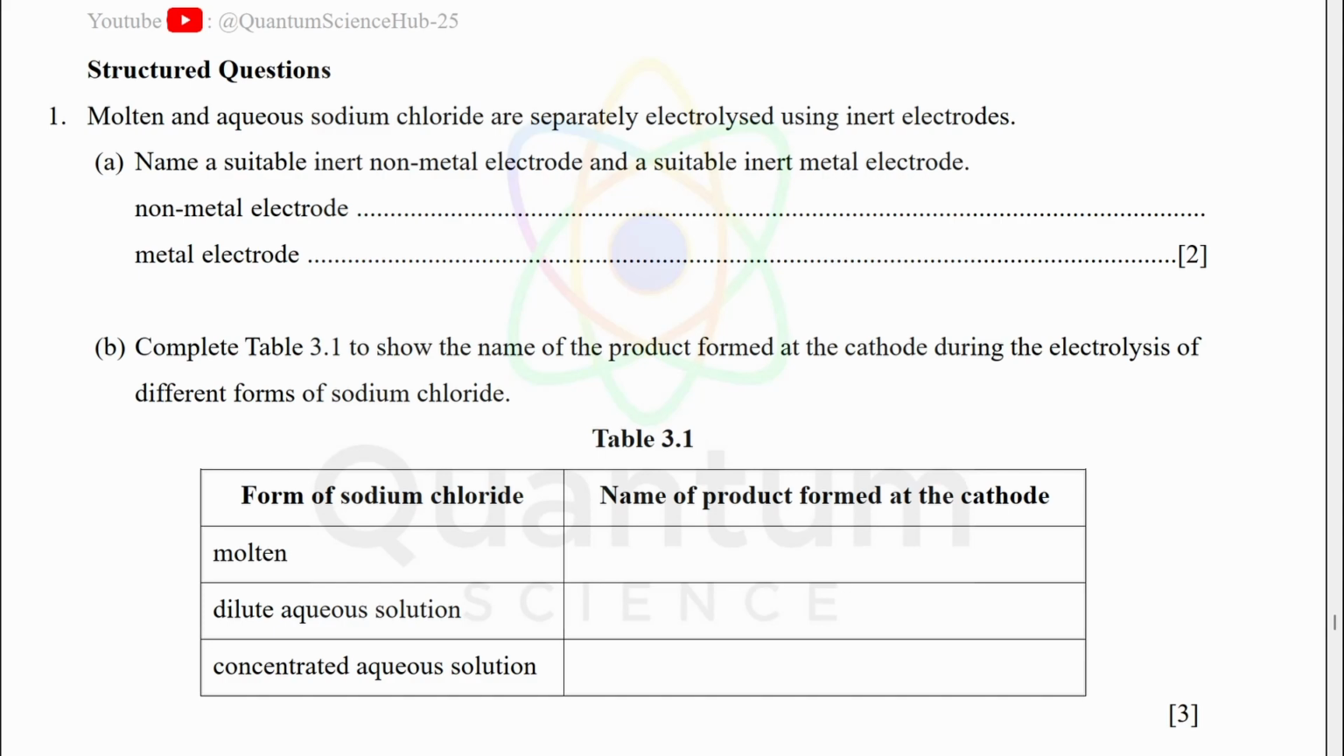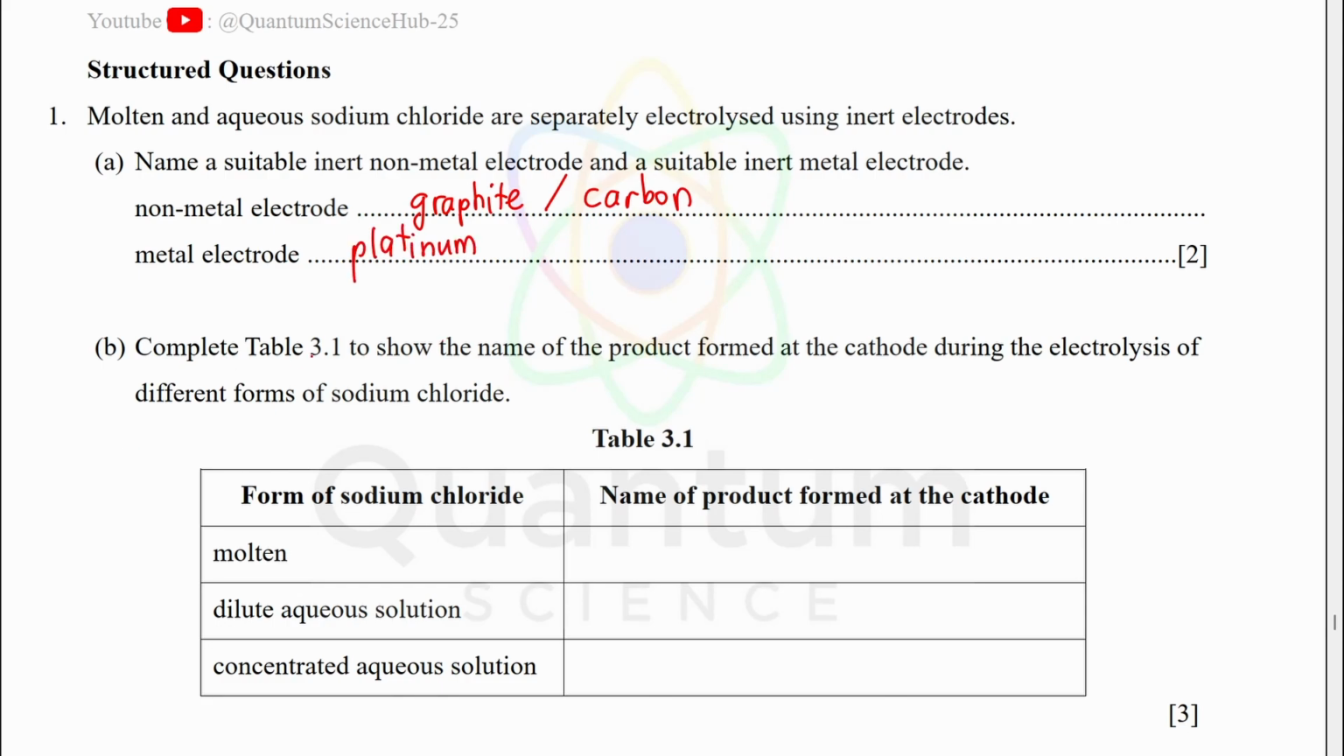Okay, now let's move to the structure questions. Question 1. Molten and aqueous sodium chloride are separately electrolyzed using inert electrodes. Name a suitable inert non-metal electrode and a suitable inert metal electrode. As we know, for inert electrodes, we can use graphite or carbon or platinum, right? So the non-metal here is going to be graphite because graphite is not a metal. You can also use carbon. And what is the metal electrode? Platinum, because platinum is a metal.